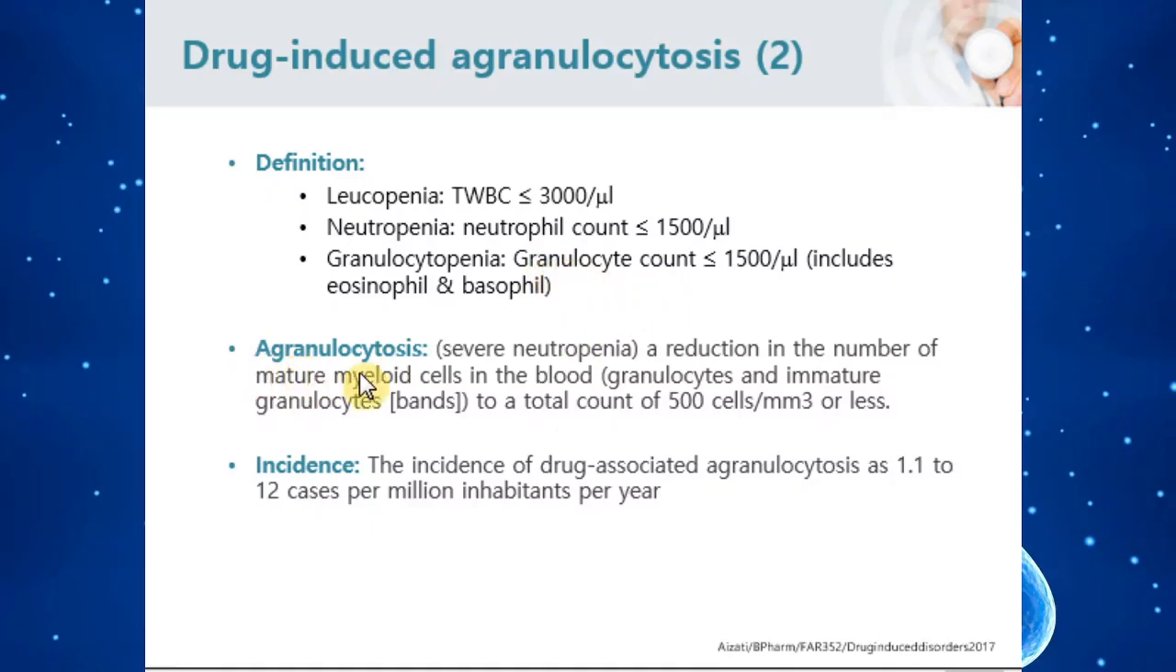And agranulocytosis, or severe neutropenia, is defined as a reduction in the number of mature myeloid cells in the blood, including granulocytes and immature granulocytes, to a total count of 500 cells per mL or less. And the incidence of this drug-induced agranulocytosis is between 1.1 to 12 cases per million inhabitants per year. So it's not that common.